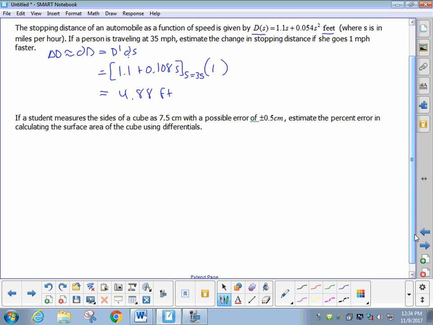Okay. Try the next one if you haven't already done so. Here, the question really says you're at 135 and you want to go 1 mile faster, so you're trying to get to the effect of 136 and so on.